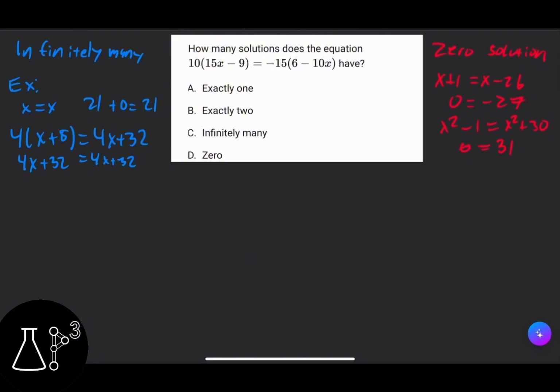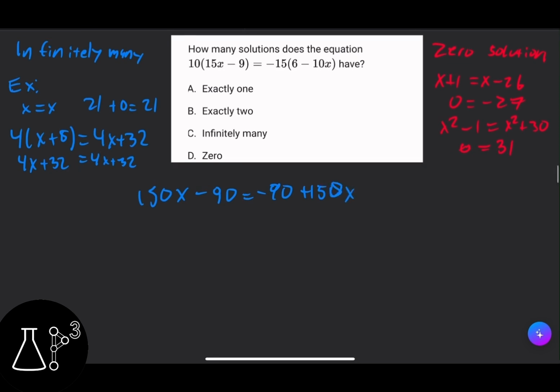This question asks the following. How many solutions does the equation 10 multiplied by (15x minus 9) equals negative 15 multiplied by (6 minus 10x) have? So let's multiply what's given in the factors to make the condensed equation more spread out. So 10 multiplied by 15x equals 150x. And then negative 9 multiplied by 10 is negative 90, equals negative 15 multiplied by 6 equals negative 90. And then negative 15 multiplied by negative 10x equals positive 150x, because two negatives make a positive.